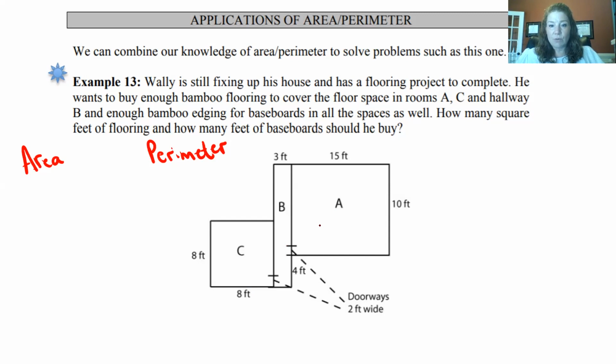So this rectangle has dimensions of 15 feet by 10 feet. So 15 feet times 10 feet would be 150 feet squared. And then this other room over here is a square room. So each side is 8 feet. So the area is 64 feet squared.